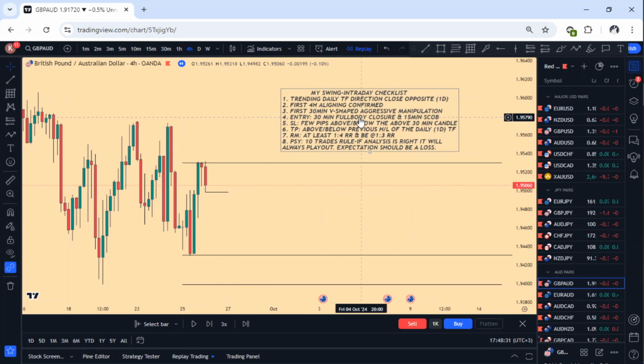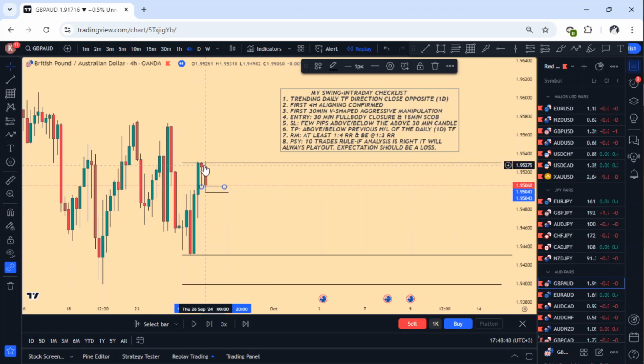So we go to 30 minutes because the first 4 hours have aligned. So we go to 30 minutes to look for V-shape aggressive manipulation. But like I said, since the market has taken liquidity on this side, and then again it has taken liquidity on this side that we needed to take. So what happened is that this market closed here. It started by taking liquidity on the upper side, and then came back and took the liquidity on the downside. So it has no business going down here. That is why the stop loss can be as tight as this point.